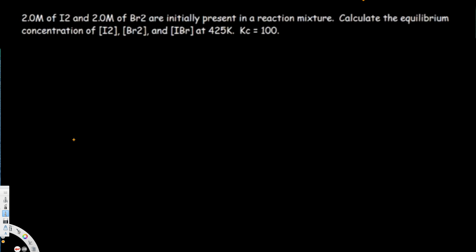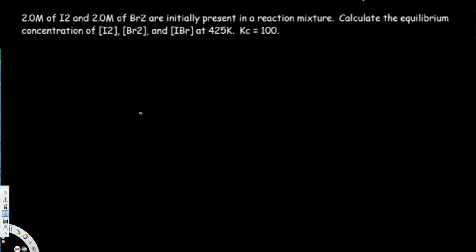Let's do this problem right here. This question is asking: 2 molars of I2 and 2 molars of Br2 are initially present in a reaction mixture. Calculate the equilibrium concentration of I2, Br2 and IBr at 425 Kelvin, and the Kc value is given, that is 100. Now let's see how we can figure it out.